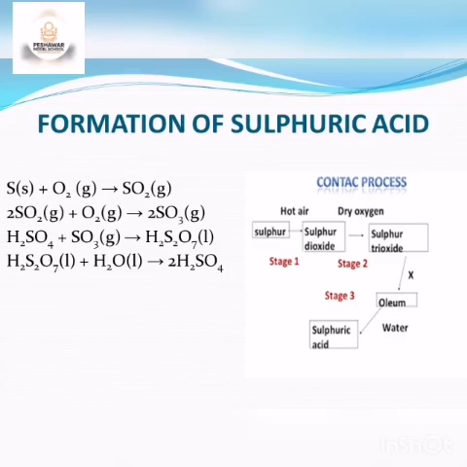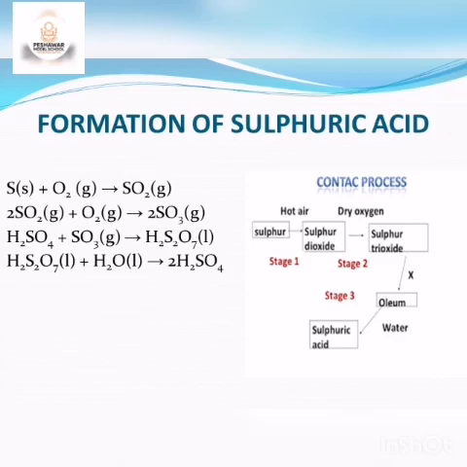And in the second step, when sulfur dioxide and oxygen react in a 2:1 ratio, meaning 2 moles of sulfur dioxide and 1 mole of oxygen, it will give us 2 moles of sulfur trioxide. And after that, when sulfur trioxide reacts with sulfuric acid, it will give us pyrosulfuric acid, or we can use the term oleum for this compound. When this oleum dissolves in water at the last stage, we will get 2 moles of sulfuric acid.